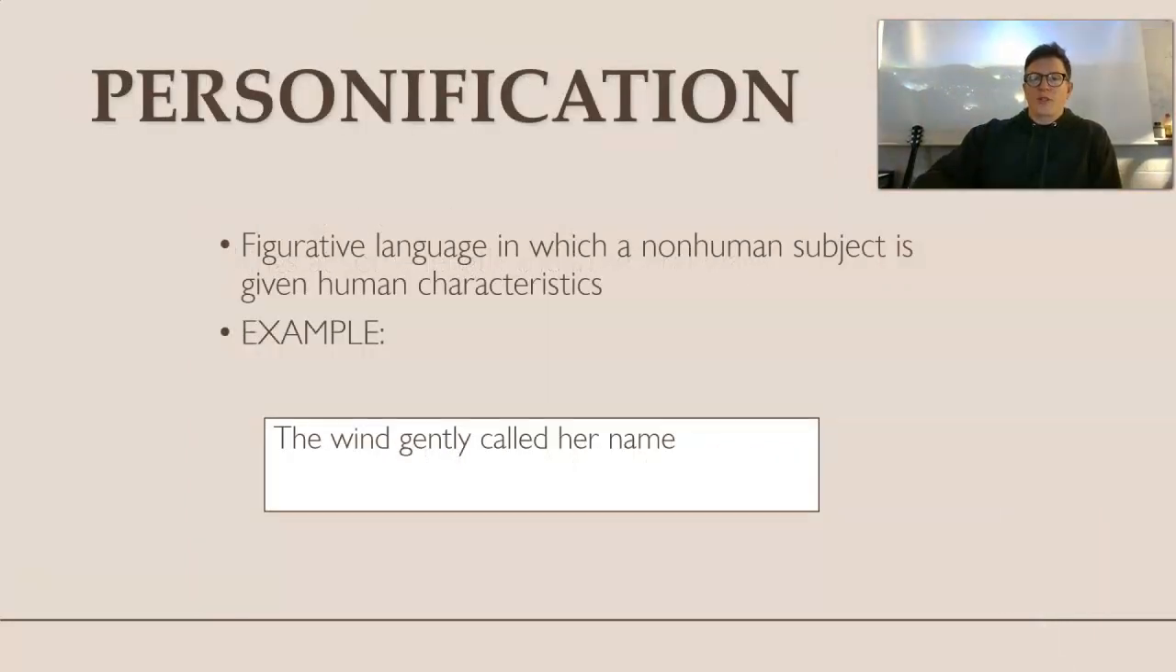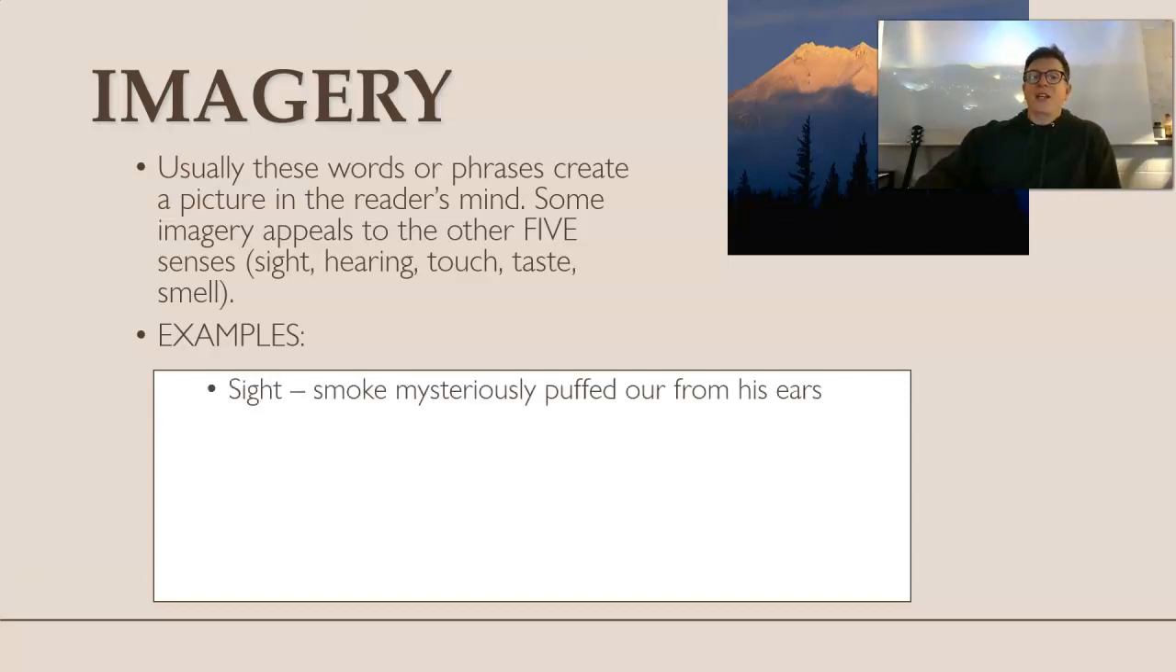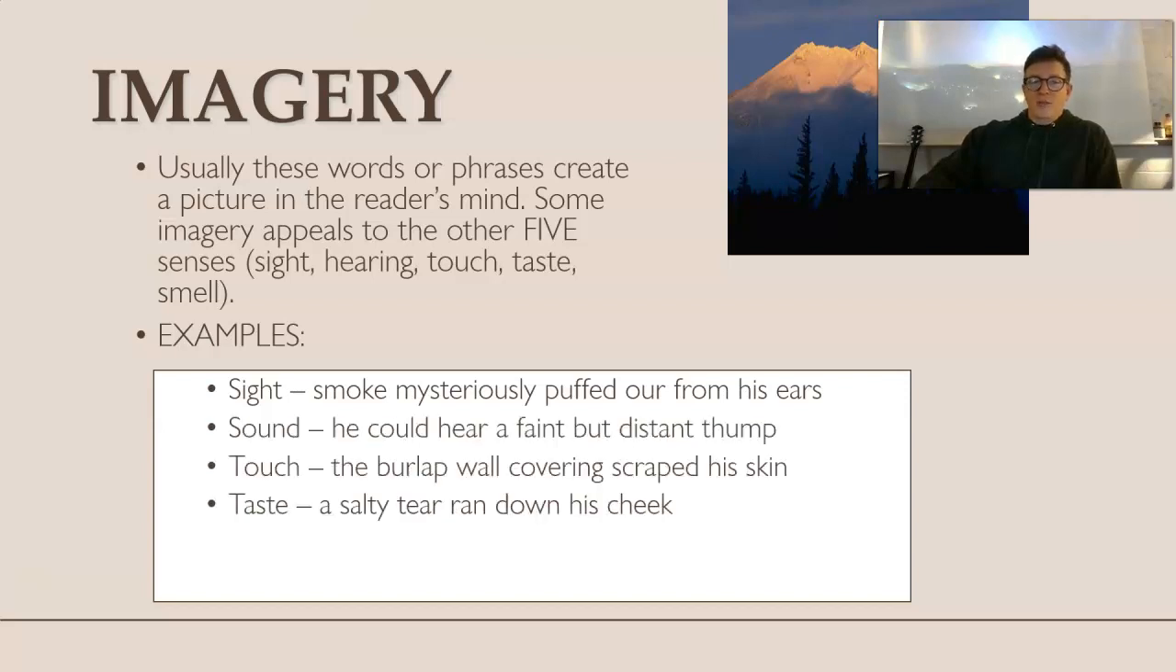Personification, figurative language in which a non-human subject is given human characteristics, like the wind gently calling her name. It's not true. Can't do that. Imagery. Usually these words or phrases create a picture in the reader's mind. Some imagery appeals to the other five senses, like sight, hearing, touch, taste. But the most predominant is sight, how things look. Some poems deal with sight, sound, touch, and taste, but a lot of them just the way things look.